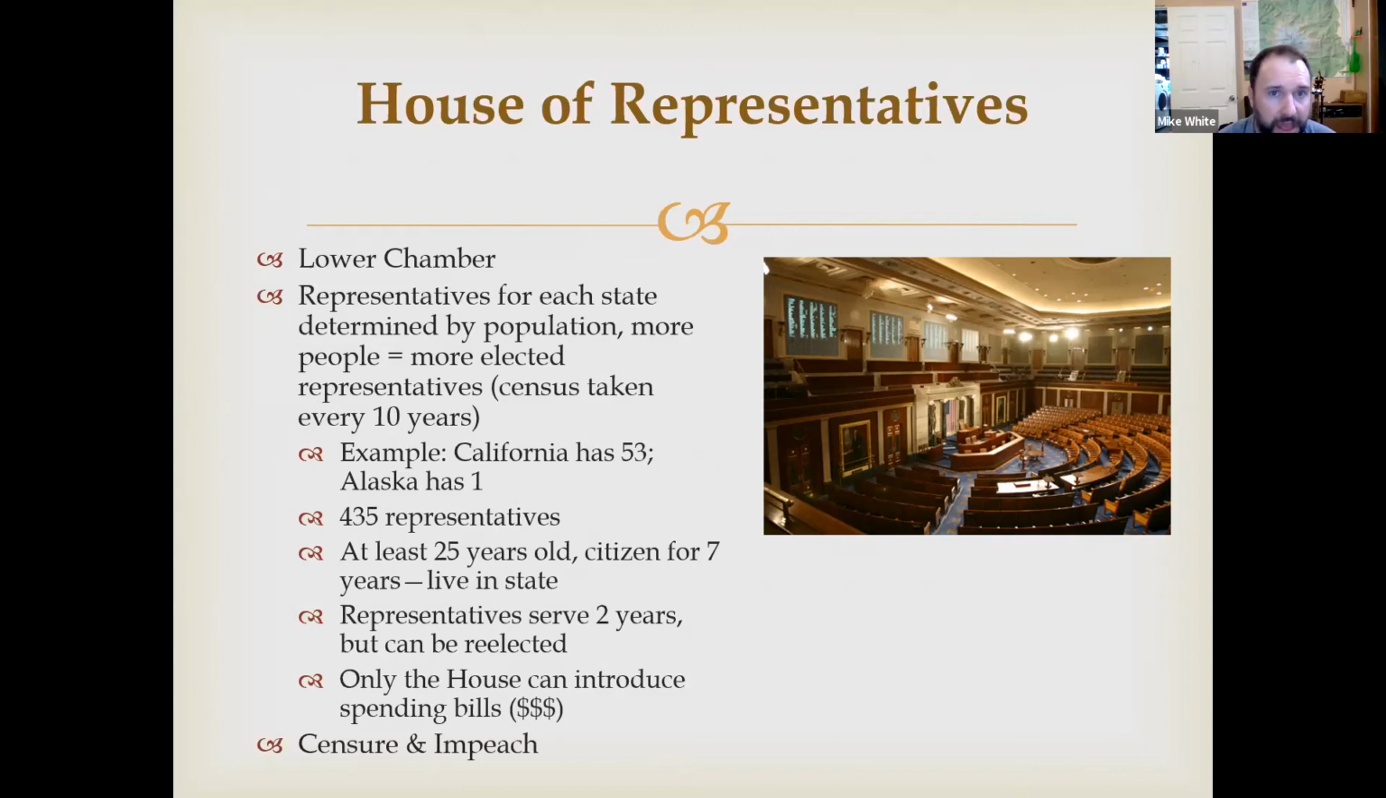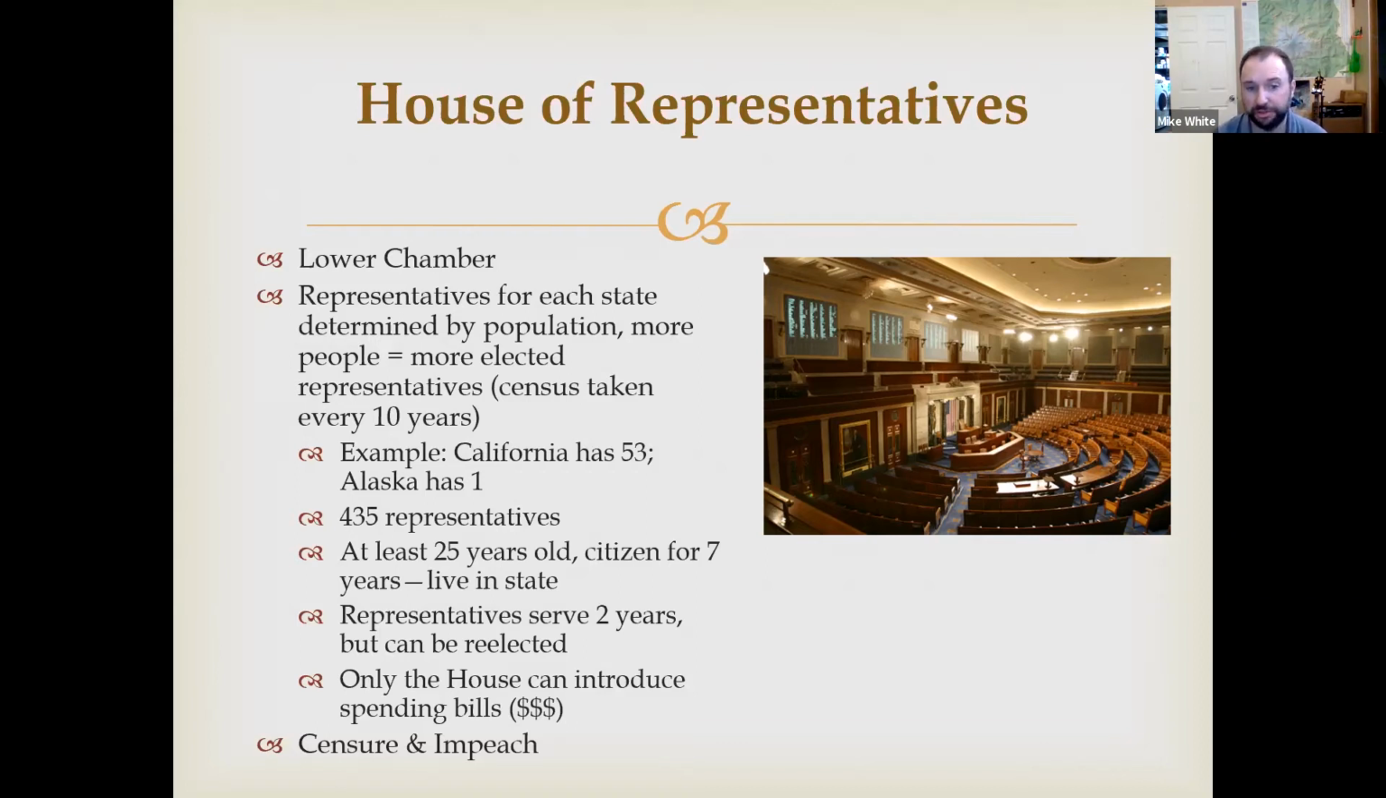All right, so the House of Representatives, again, is the lower chamber, and it's based on population. There are 435 representatives. To be a representative, you must be at least 25 years old, must have been a U.S. citizen for 7 years, and you have to live in that state. Representatives only serve 2-year terms. They're short. The House of Representatives are all constantly running for re-election. They can be re-elected indefinitely, right? So there isn't a limit on how many terms they can serve. They just have to be re-elected every 2 years.